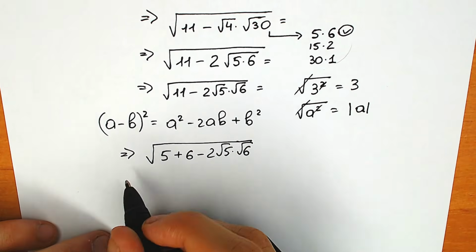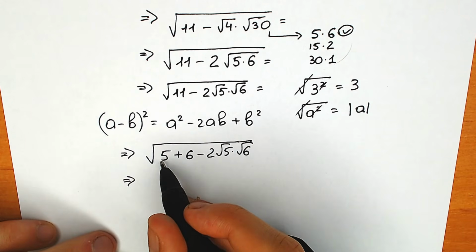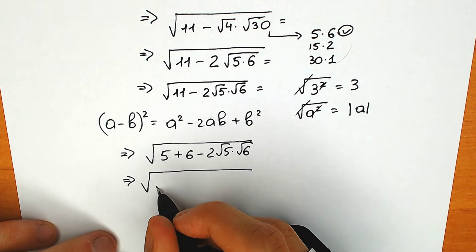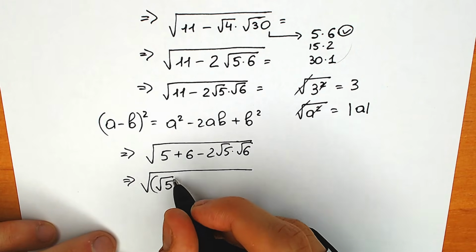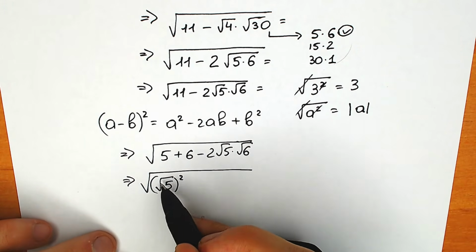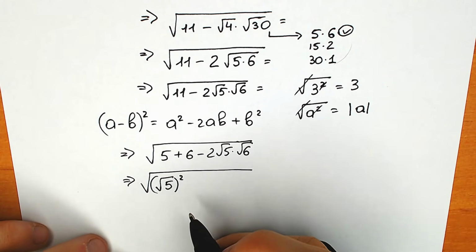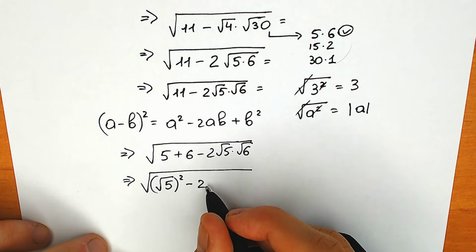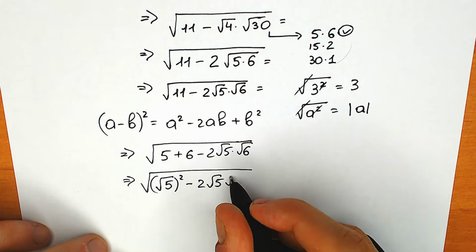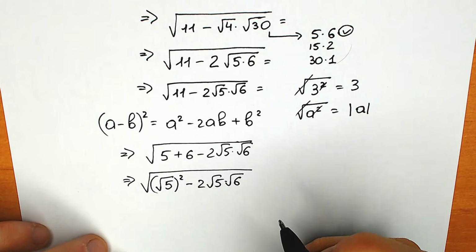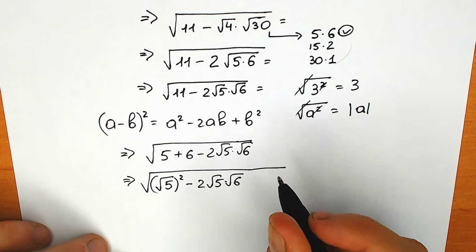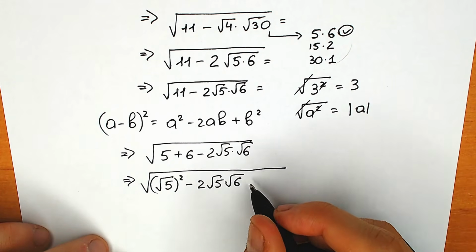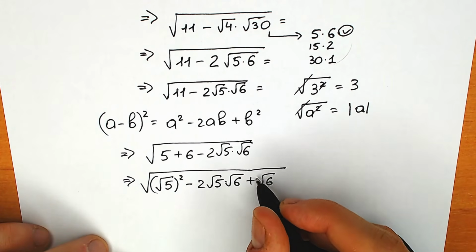But what is the final trick? Instead of this 5, we're going to write square root of 5 to the second power. It changed nothing because we can easily cancel it. We have absolutely the same result. On the second position, I'm going to write this expression, minus 2 square root of 5 times square root of 6. And the final step, we have this 6, but this 6 we can easily write as square root of 6 to the second power. So plus square root of 6 to the second power.